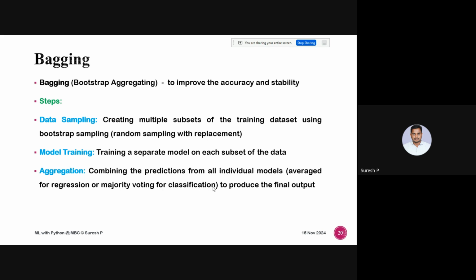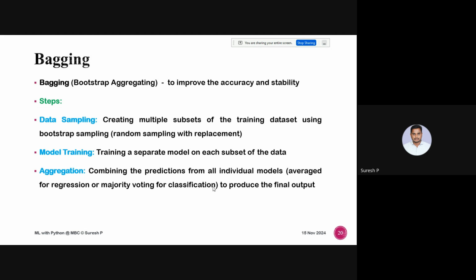After learning from the subsets of data, all the predictions from the individual models will be combined together. We can take either the average for regression, or majority voting for classification, to produce the final output. So this is the aggregation. The final step is combining all the models so we come to a strong conclusion. In regression we have real values, so we take the mean value, which can be more accurate and closer to the correct output.